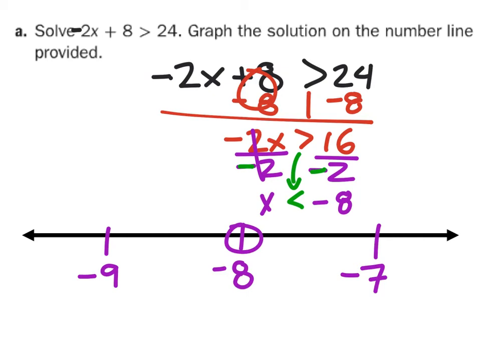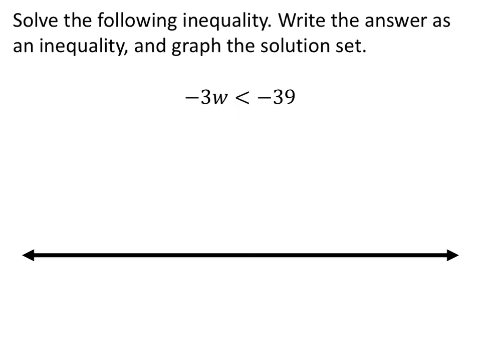So again, for me, I've got the x. It's not eating the x, right? So I know that it's got to go to the left. If it were eating the x, then that green arrow would go to the right. So this is the graph right here. And again, on the homework, you won't have to be doing it by hand. You'd have to put the circle there at negative 8 and then drag that line to the left.